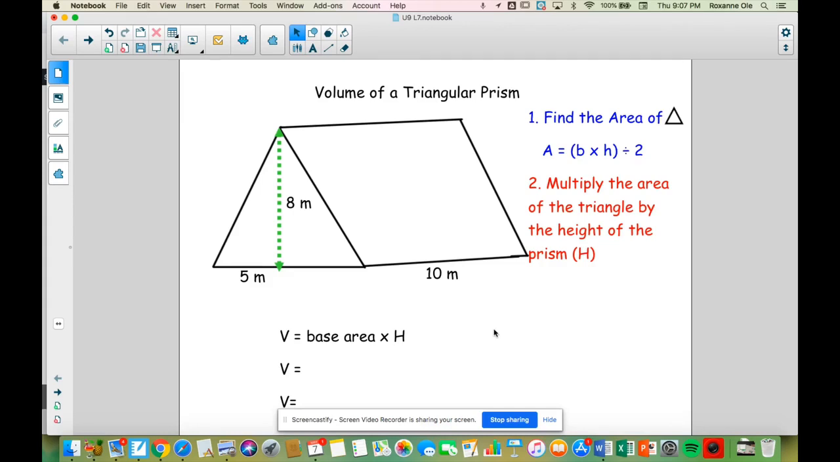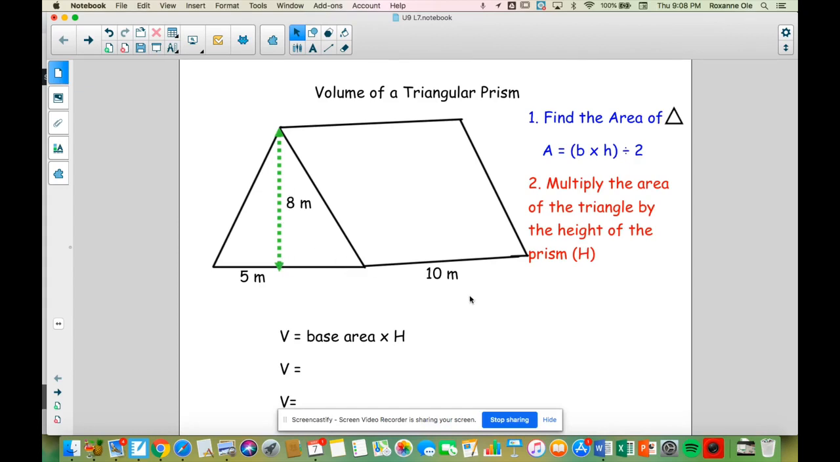So you'll see these type of questions in your textbook, and we're going to do a few together. So volume of a triangular prism, we just talked about it. First thing you're going to do, 2 steps. First, you're going to find the area of the triangle, or the area of the base. In this case, the base is a triangular shape. So we do that first. Once we know that, we multiply the area of the triangle by the height of the prism. And notice that this height is capital H because it's the height of the prism, whereas the height here is a lowercase h because it's just the height of the triangle itself.